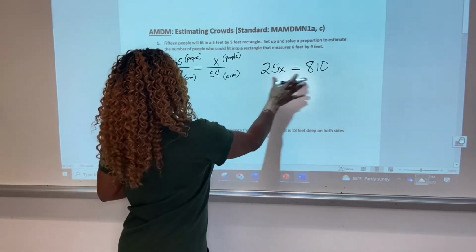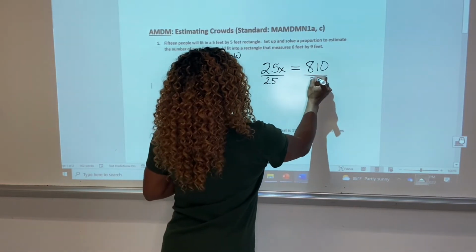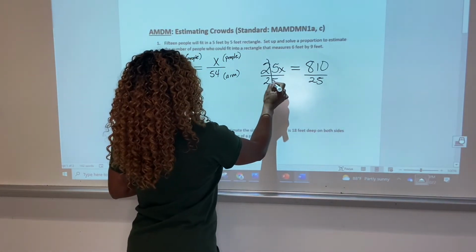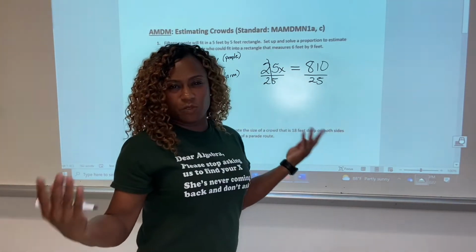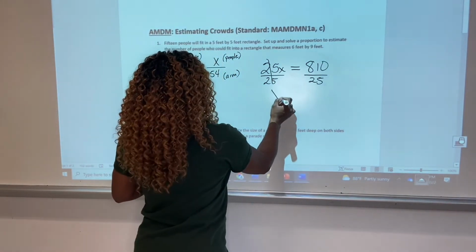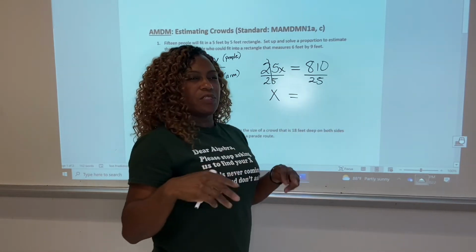How do we solve this one-step equation? We divide both sides of the equation by 25. Because remember, you want to isolate your variable. These will cancel. Why? Because 25 divided by 25 is 1 and 1x is x. That's why. So we're left with x here. When we divide 810 by 25, we get 32.4.